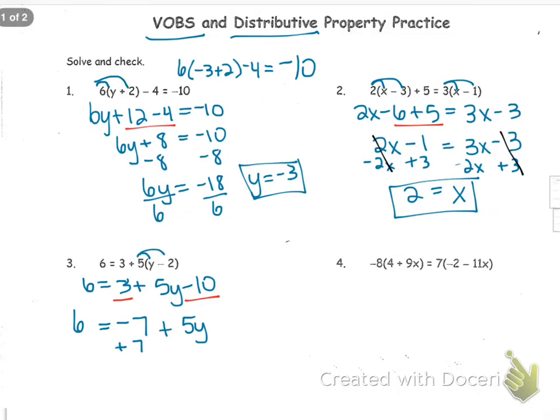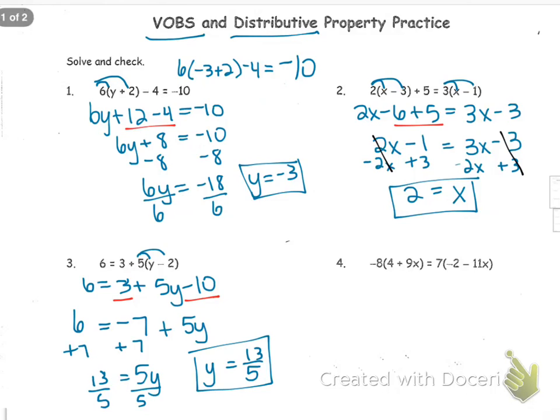Okay, now I'm going to add the 7 to both sides. So 13 equals 5y, divide both sides by 5. y equals 13 fifths. So you're perfectly okay for your answer to be a fraction.